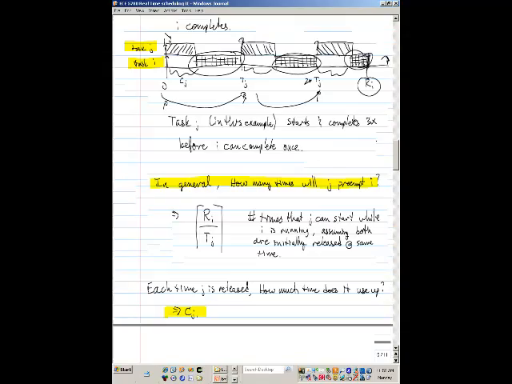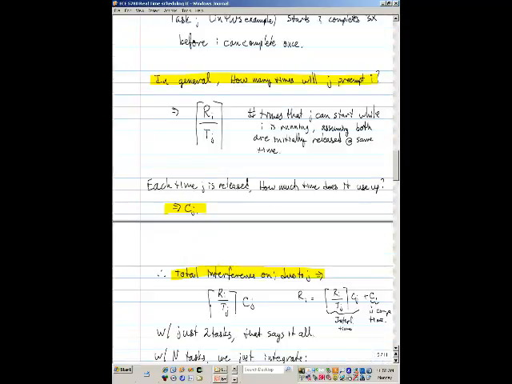Okay. So how many times will J preempt I? If we divide the response time of I, so the total time that it takes I to complete, by the period of J, that'll tell us how many times J will interrupt I. So we take the ceiling of that. That tells us the number of times that process J can interrupt process I and execute while process I still wants the CPU.